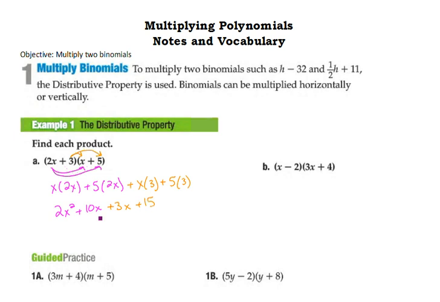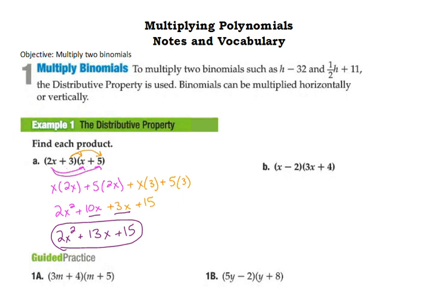Next step was to combine those like terms. So I have a 2x squared, and then remember that I add the coefficients. I keep the base, and then I add my 15. Okay. Remember that that first step here isn't required, but if students struggle with multiplying exponents together, you might want them to do that just to start with.